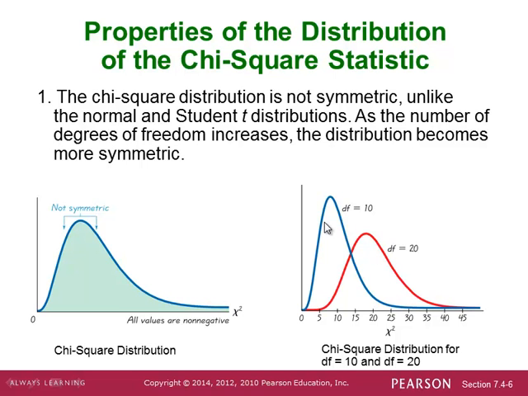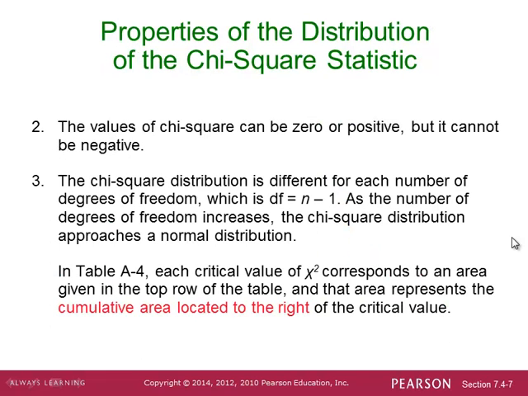Here we've got a smaller degrees of freedom for the chi-square distribution that you see in blue, the larger degrees of freedom in red, and the larger the degrees of freedom, the lower the peak is and the further to the right it is. As a matter of fact, the degrees of freedom is going to exactly equal where the peak is. That's going to be where the mode is. Values of chi-square can be 0 or positive and never negative. Chi-square distribution is different for each number of degrees of freedom, which is n minus 1.